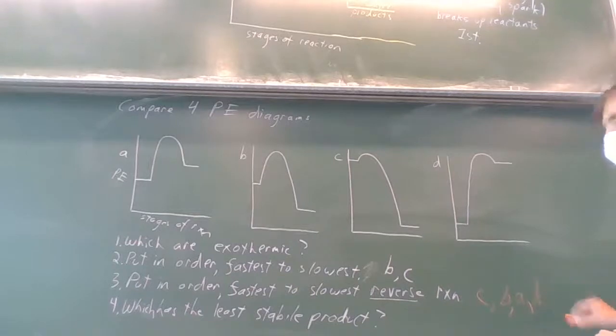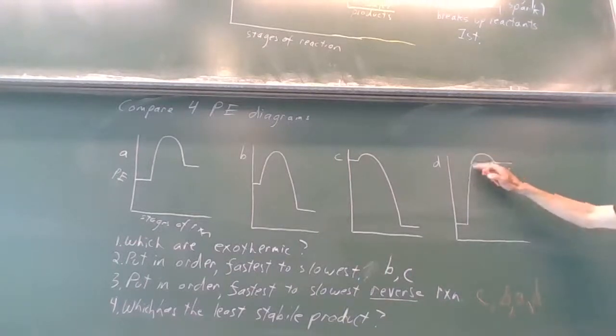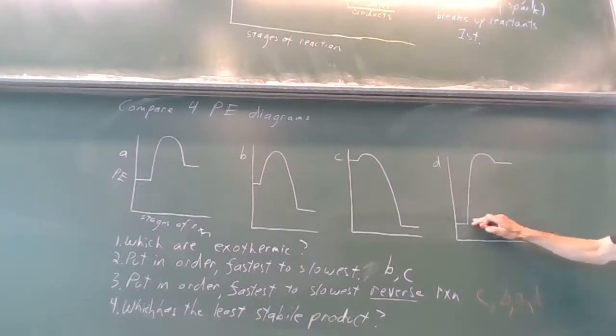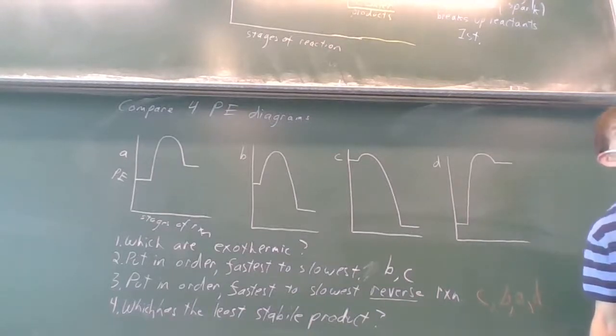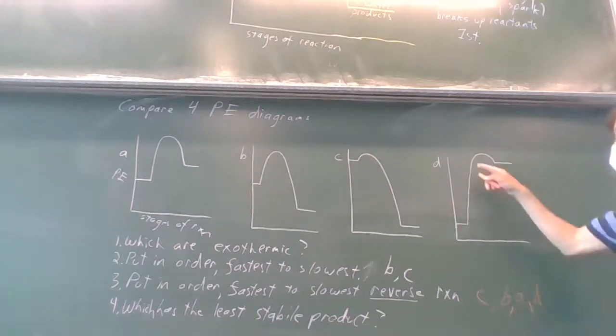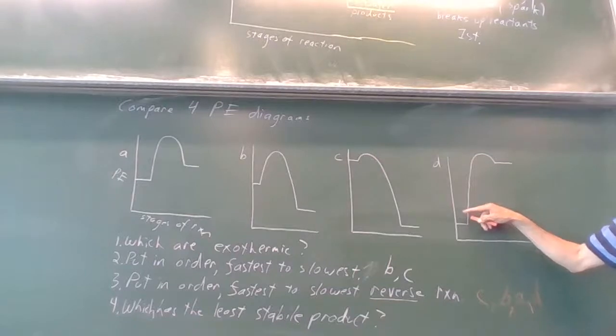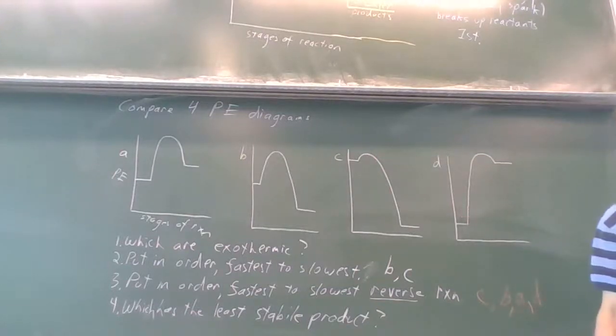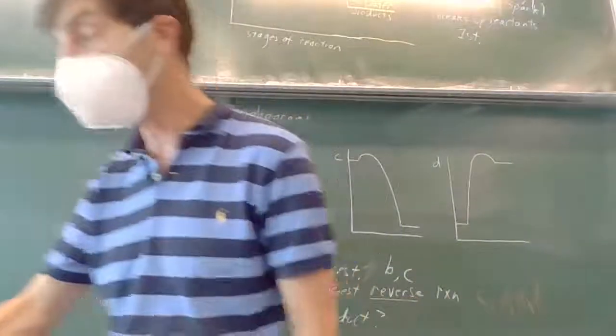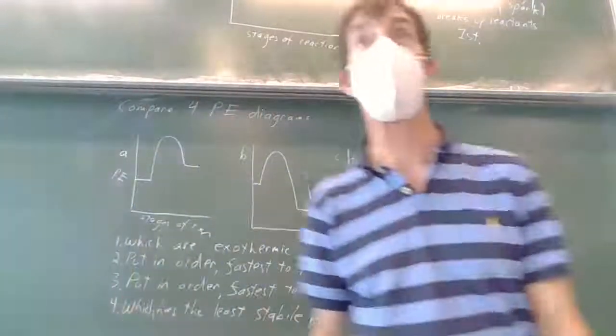Why is D really the slowest, Telly? Yeah, it's the highest amount of energy. The highest activation. You got it. And because it's so high, it takes a lot of energy to get the reactants broken up. So it's pretty slow. Okay, now the reverse one.